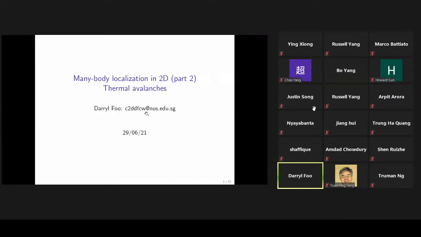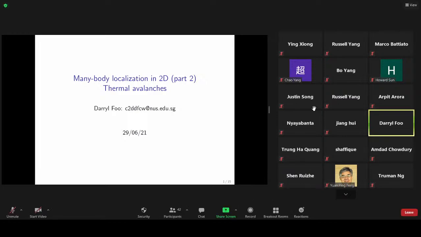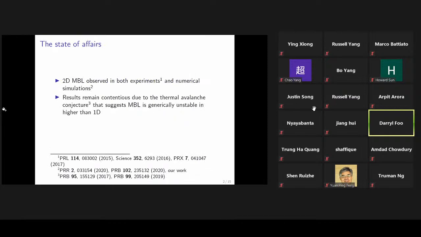Right. This is many-body localization part 2. I'll be talking about thermal avalanches. Most of my talk will cover old theory just to bring us up to speed, and then there'll be a small section at the end with stuff that I've done and stuff that I'm hoping for. This is very much work in progress.